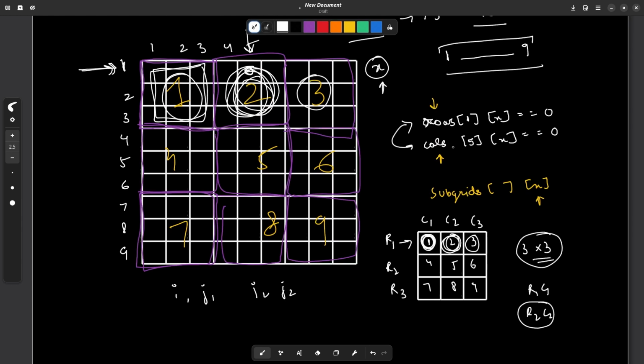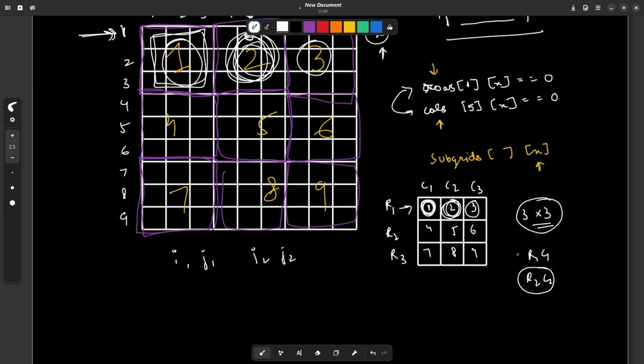Now that I have found the relationship between the cells and their subgrids, I can use this information to store whether a number x has been taken in a particular subgrid or not. Now there are actually two ways of doing it. Either you can maintain some kind of a map where you will store that in cell R1C1 your x is taken or not, in cell R2C2 your x is taken or not.